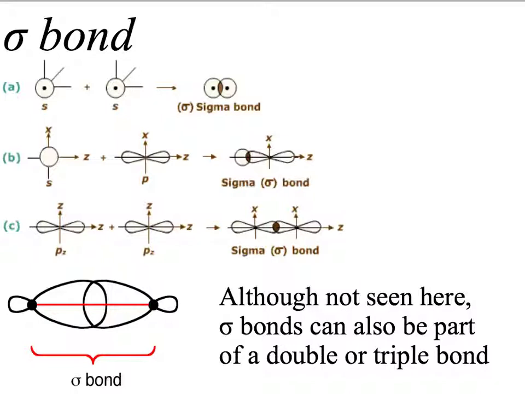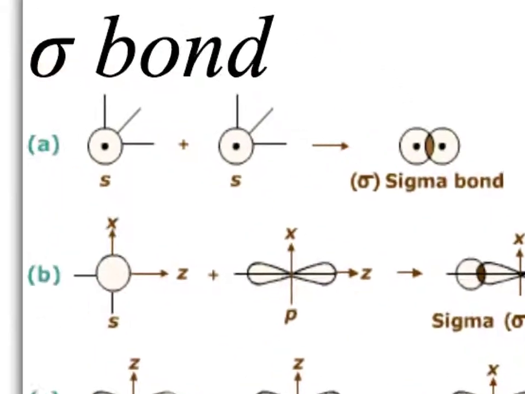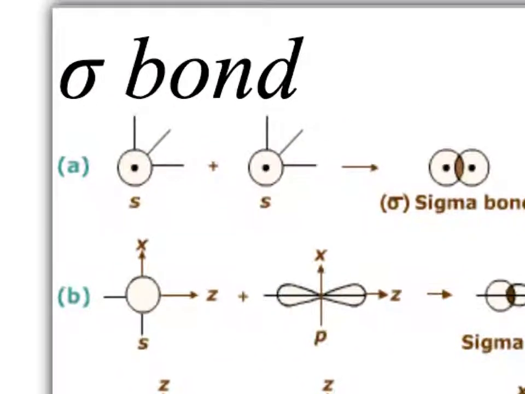All right, next we'll take a look at some different possibilities with sigma bonds. And first off, I could have just the overlap of some s orbitals. So here I see an s plus an s gives me, in line with the axis of the nuclei, overlap, a sigma bond. This would be something like H2.